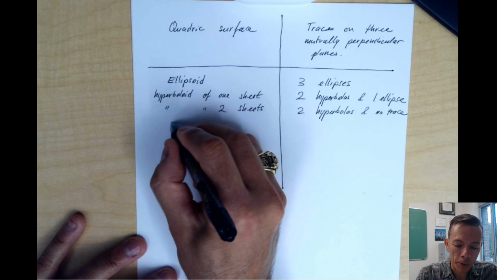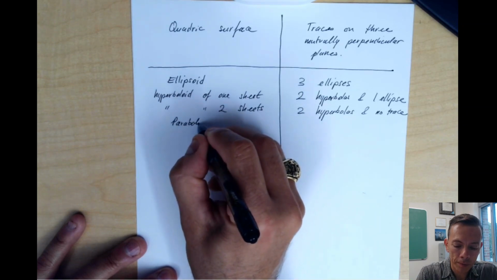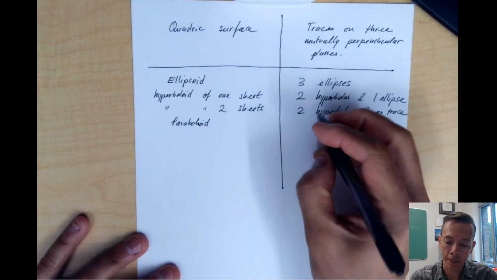Okay, if you have a paraboloid, the traces are two parabolas and an ellipse.